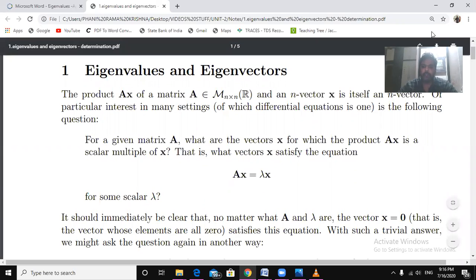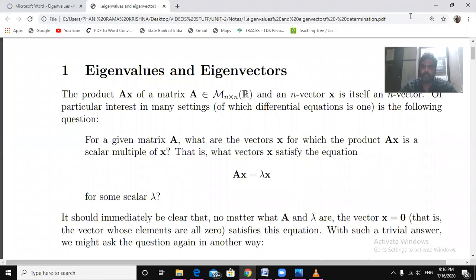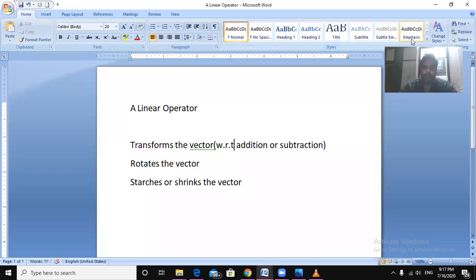First we will see what a linear transformation is. We will recall what a linear transformation is, and then we will come back to this classical definition. A linear transformation, or we will call it a linear operator, generally transforms vectors. This is not an addition or a subtraction operation. It rotates the vectors, or it stretches or shrinks the vectors, or both together.